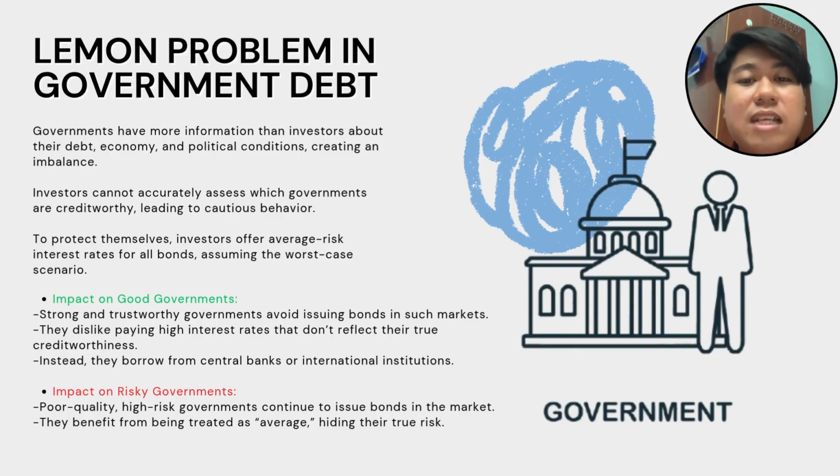So to summarize, the lemon problem in government debt occurs when, due to the asymmetric information between the government and the investors, good quality governments exit the bond market and seek financing elsewhere, leaving behind riskier ones, damaging the trust and stability of the entire system.